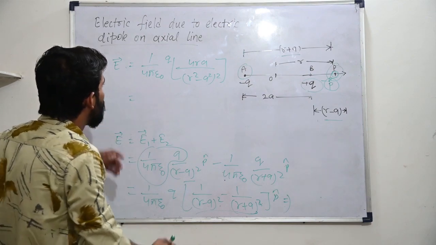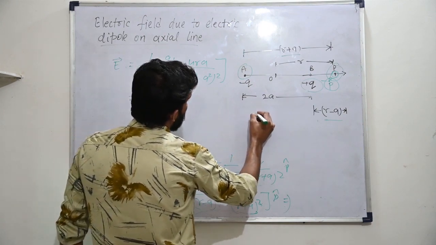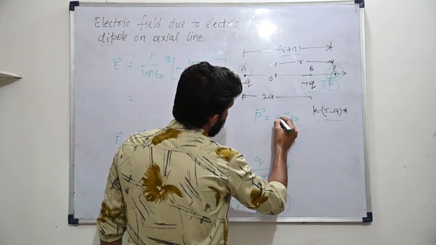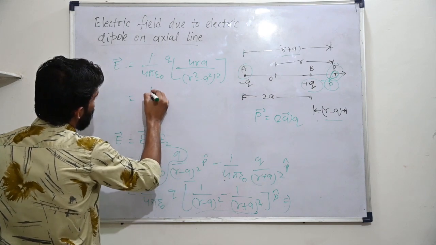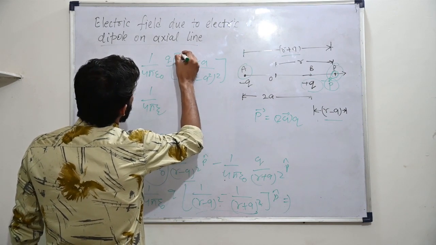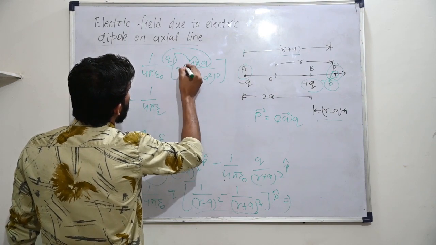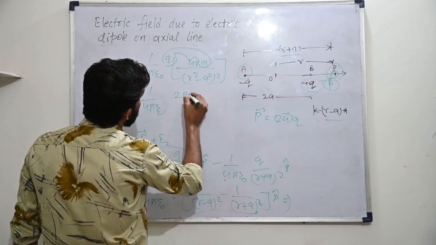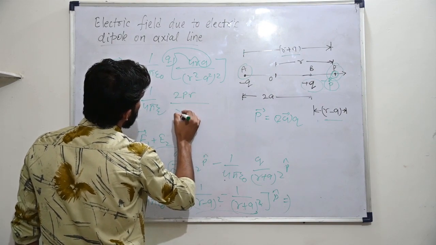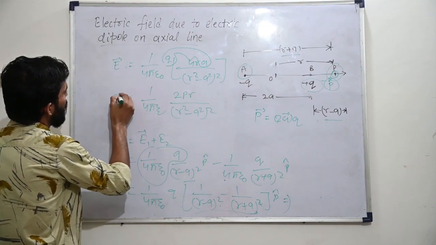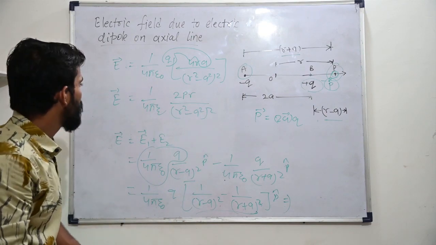And we know that the p vector equals 2a q, so we can write 1 upon 4 pi epsilon naught times 2 p r upon (r square minus a square) whole square. This is the electric field due to an electric dipole.